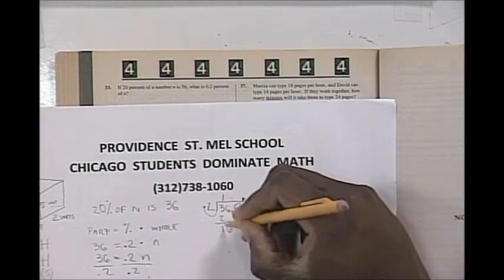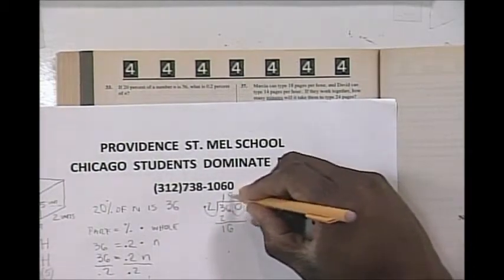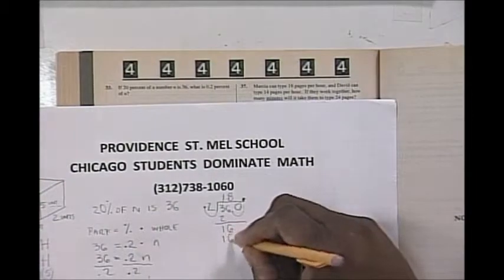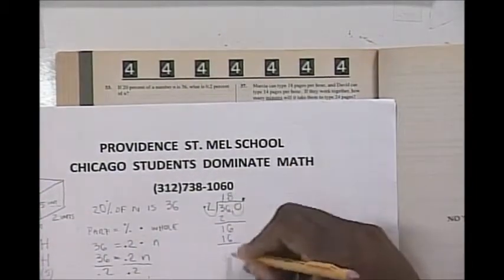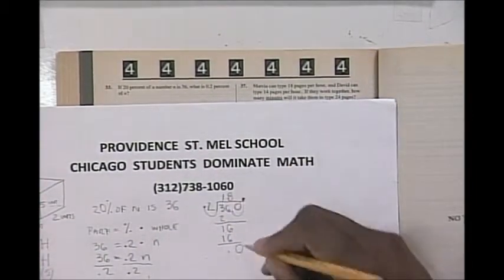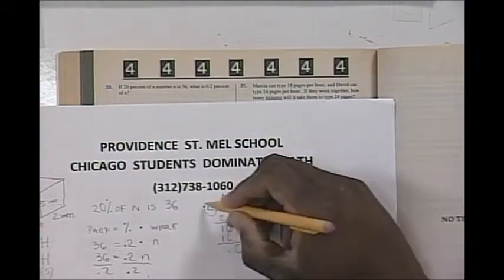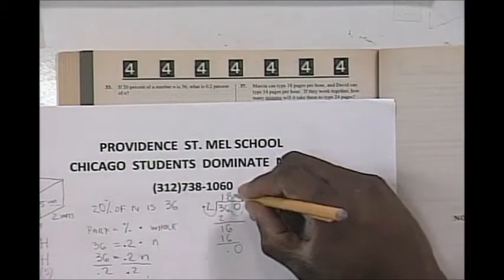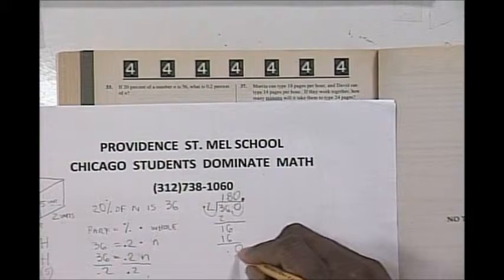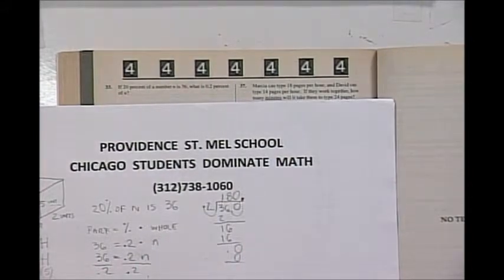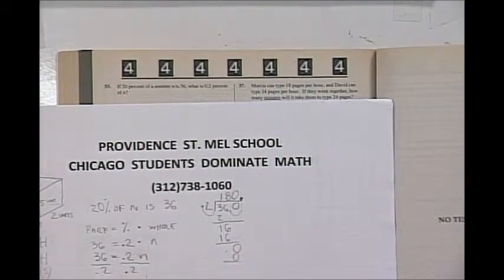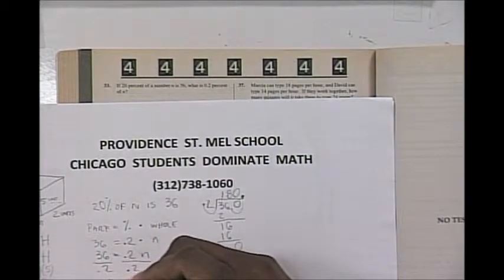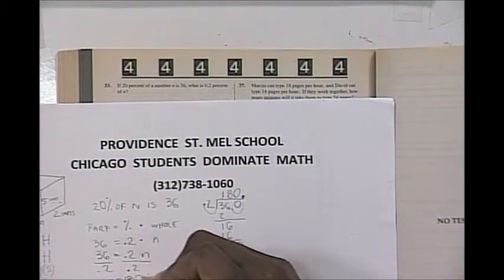How many times does 2 go into 16? 8. 8 times 2 is 16. You subtract, you get 0. You bring down one number, 0. How many times does 2 go into 0? That's 0, and you end up with a 0 remainder. So n is 180.